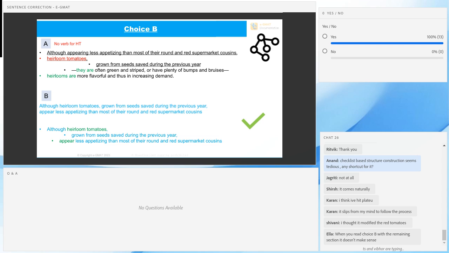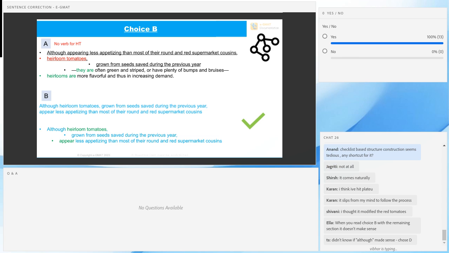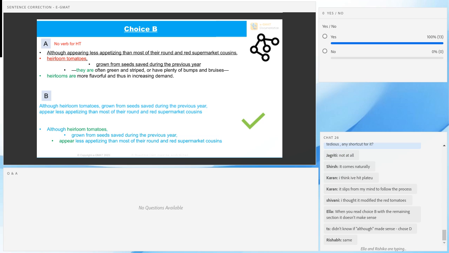Look, if you compare choices A and B, just look at this. The non-underlined portion is all self-contained. They are often green and striped. They is referring to heirloom tomatoes. Heirlooms are more flavorful and thus an increasing demand, that is linked with the although clause, right? So there's nothing wrong happening in the non-underlined portion. That's by design, right? So although, and choice B over here is self-contained. Although heirloom tomatoes appear less appetizing, heirlooms are more flavorful. That's it. So there's nothing wrong in choice B at all.